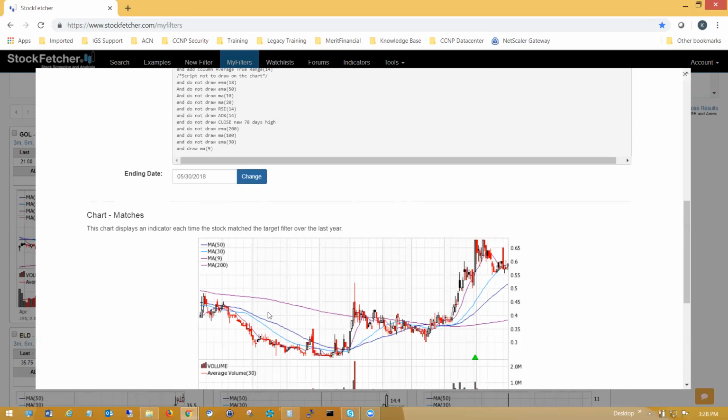Because we did not filter this smaller price stock, that's why it occurred. So you can just go and pick another stock.